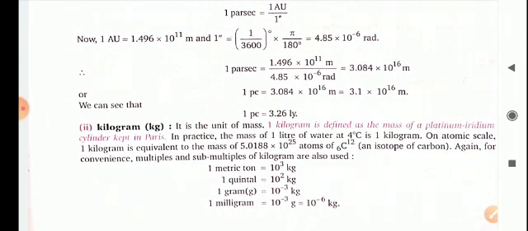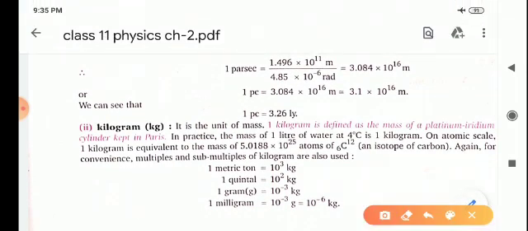Second point: kilogram. Kilogram is the unit of mass. The SI unit of mass is equivalent to the international standard kept at Sevres near Paris. That is, 1 kilogram is defined as the mass of the one platinum-iridium cylinder kept in Paris.